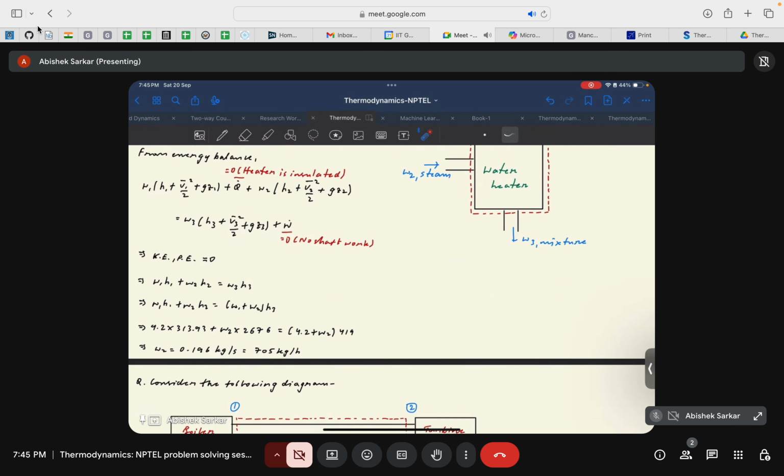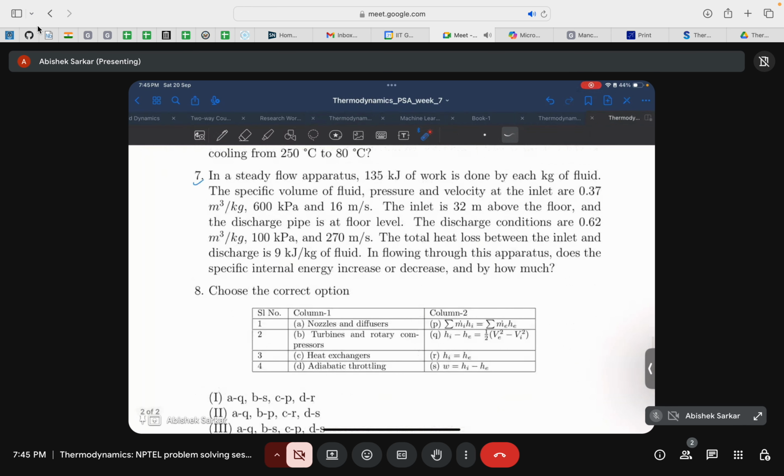So now let us look into the next question. In a steady flow apparatus, 135 kilojoule of work is done by each kg of fluid. The specific volume of the fluid, pressure and velocity at the inlet are 0.37 meter cube per kg, 67 kilopascal and 60 meter per second.